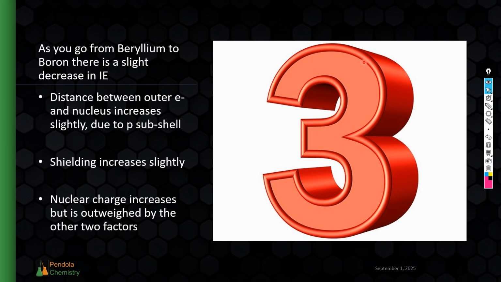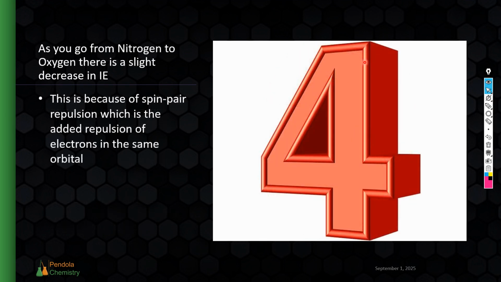So that's third. Let's look at the fourth. The fourth is the other exception. It is the exception that happens between nitrogen and oxygen, or better put, group 15 and group 16. From group 15 to 16, across the periods, we would expect an increase in first ionization energy. But between groups 15 and 16, we see a slight decrease in ionization energy. So again, this is an exception.